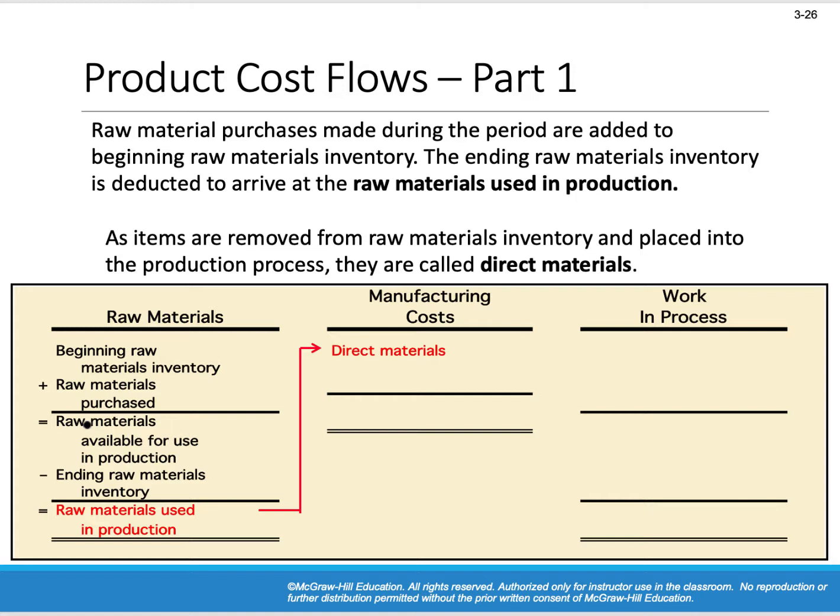So think about it this way. You take your beginning balance, you add your additions to the account. That gives you what's available to use. You subtract out the ending balance at the end of the month, and that tells you how much you used. We're going to use that logic to calculate how much we've used for raw materials, for finished goods, even for work in process. Okay, so let's walk through it.